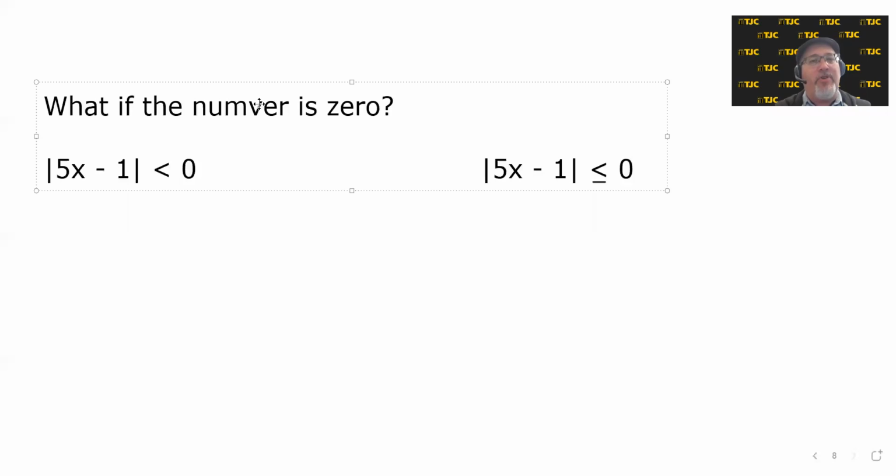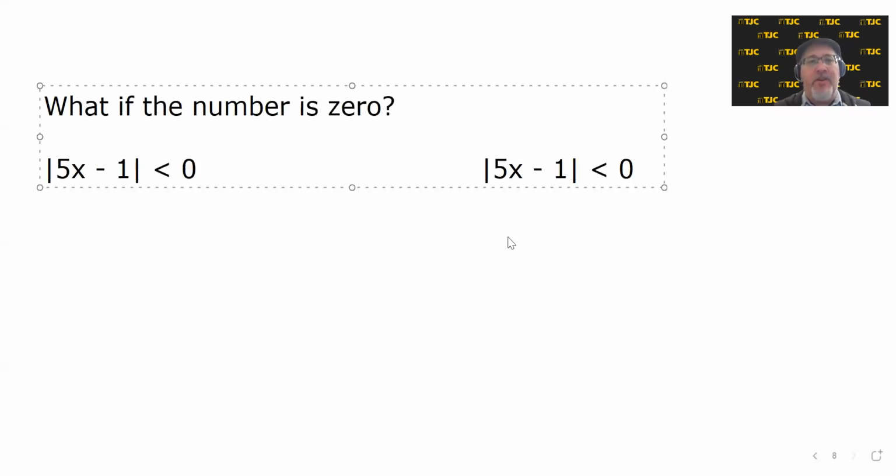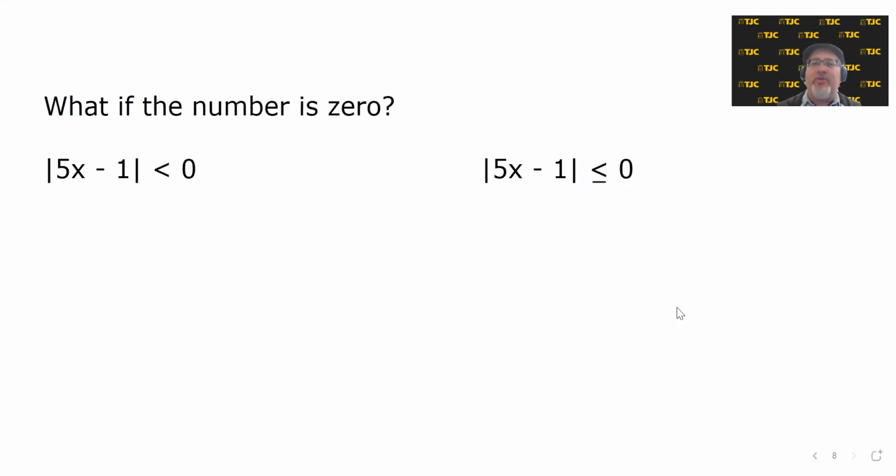Last time I checked, the word number does not have a V in it. What if the number is 0? Well, I've got two very similar except very different problems. One is the absolute value of 5x minus 1 is less than 0, and one is the absolute value of 5x minus 1 is less than or equal to 0.